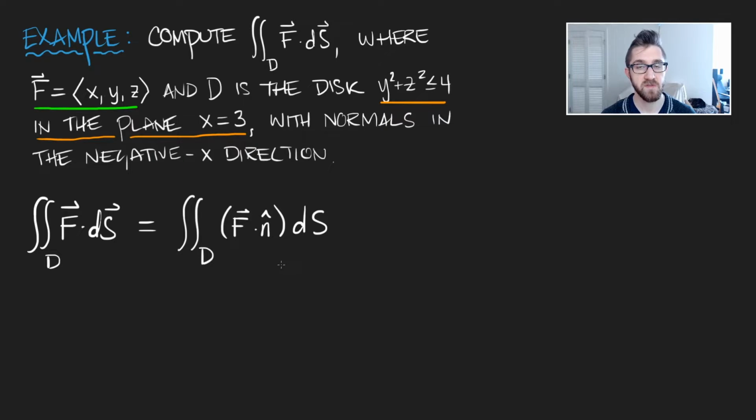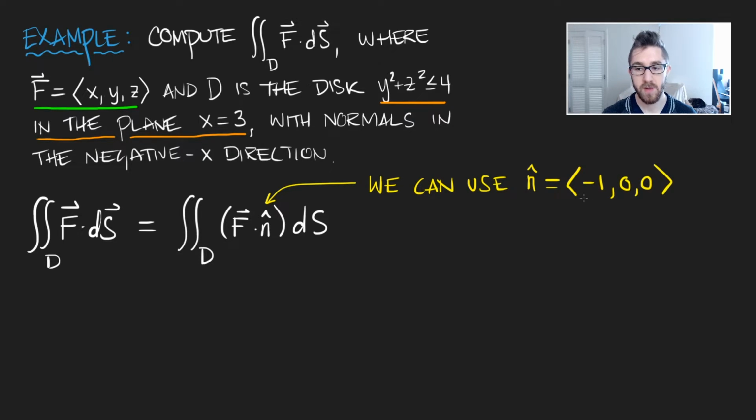The thing to notice here is that this unit normal vector is not something that we need to parameterize the surface to compute. Remember from the picture I just showed you that this is a disk just lying in the plane x equals 3. So a normal vector that points in the direction of the orientation is the vector -1, 0, 0. This is a unit vector, and it's pointing in the negative x direction at every point. So we can use this as the normal vector in our calculation.